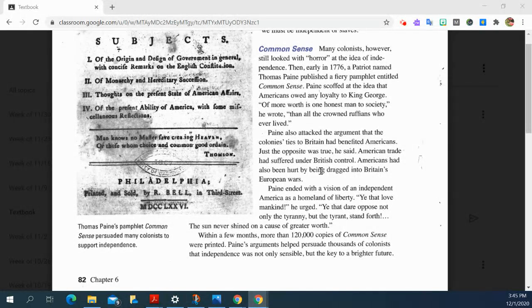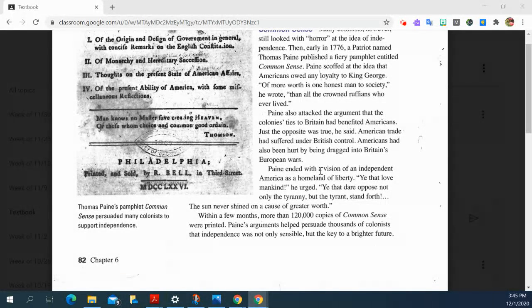Paine also attacked the argument that the colonies' ties to Britain had benefited Americans. Just the opposite was true, he said. American trade had suffered under British control. Americans had also been hurt by being dragged into Britain's European wars. So he's providing evidence or support why Americans should strive and try to get independence. Paine ended with a vision of an independent America as a homeland of liberty.